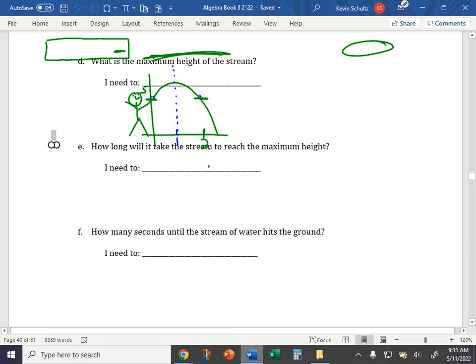Ooh. How long will it take the stream to reach the maximum height? What is that value? 1 second. And how do you know it's 1 second? Damien. It's half of the 5. Right.